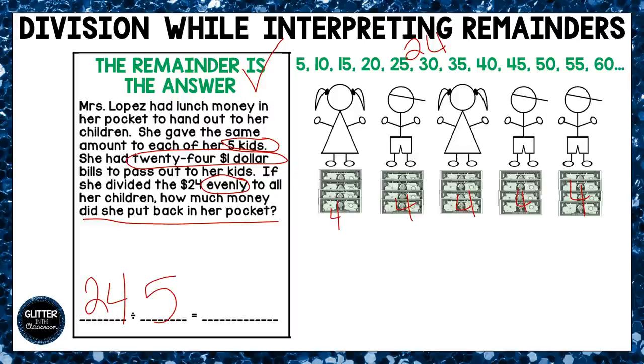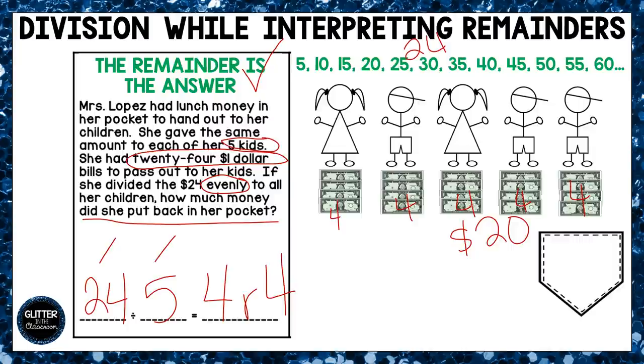Now, all of these dollars only add up to $20. Now, Mrs. Lopez still has some money left over. So, when I divide this, 24 divided by 5 is actually 4 with a remainder of 4. That's my division answer. The question is, what does Mrs. Lopez do when she has money left over that she puts in her pocket?